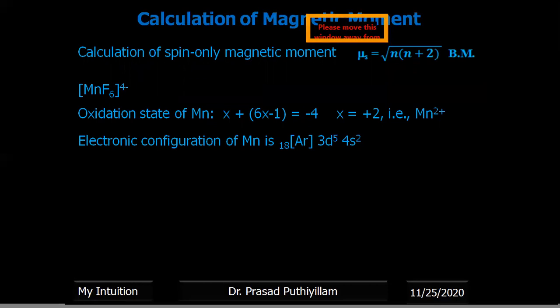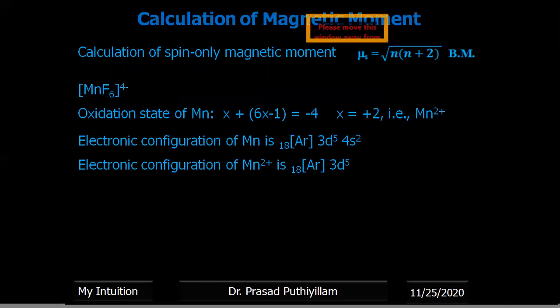The electronic configuration of Mn is argon 18 configuration, continued as 3d5 4s2. If it is Mn2 plus, 2 electrons are less compared to the electronic configuration of Mn. It becomes 3d5.